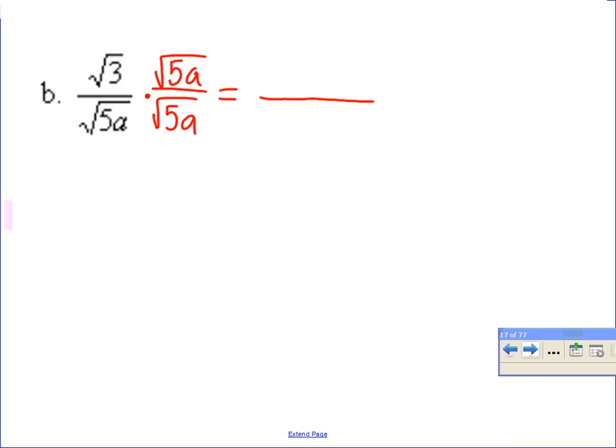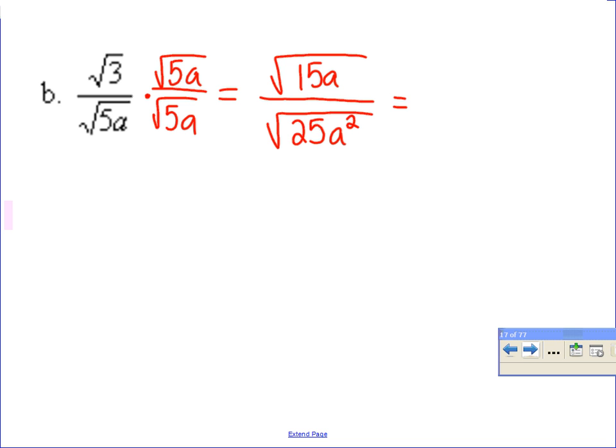Square root of 5a times square root of 5a is square root of 5 times 5 is 25, a times a is a squared. You'll notice on this example, I just went right to multiplying them together and writing out what the product was. So 5a times 5a is 25a squared. Numerator, you can multiply them together because they're both radicals. 3 times 5a is 15a. So leave that inside the radical symbol.